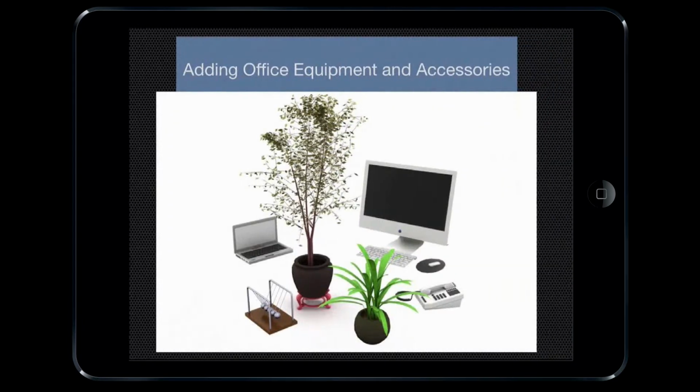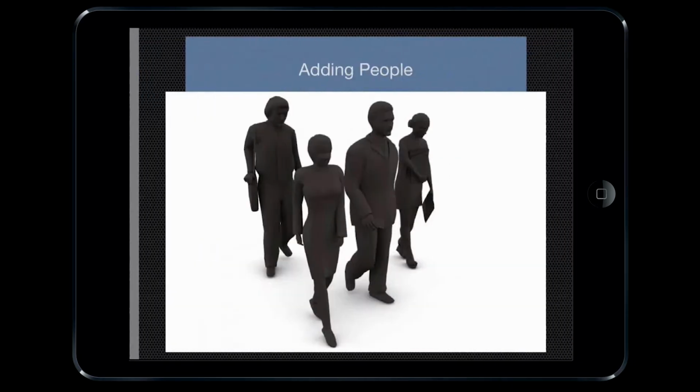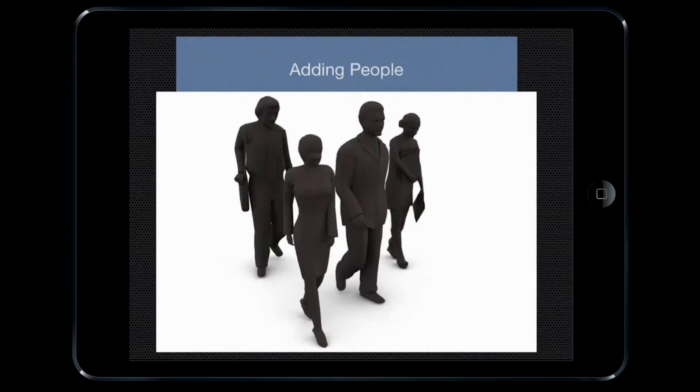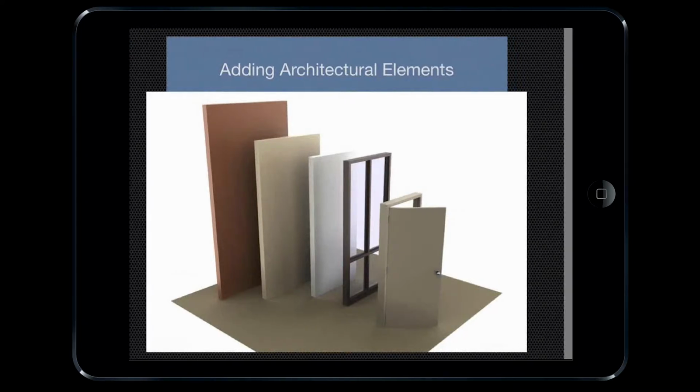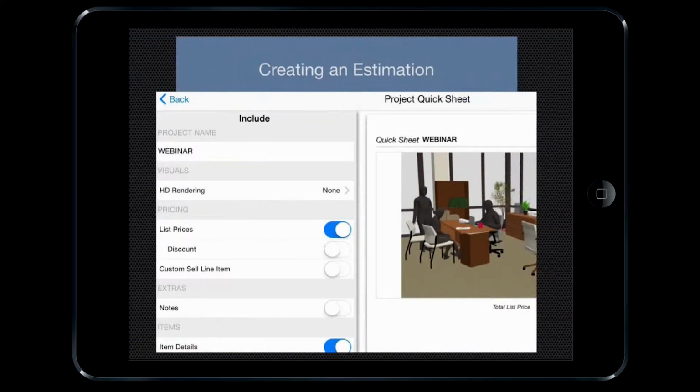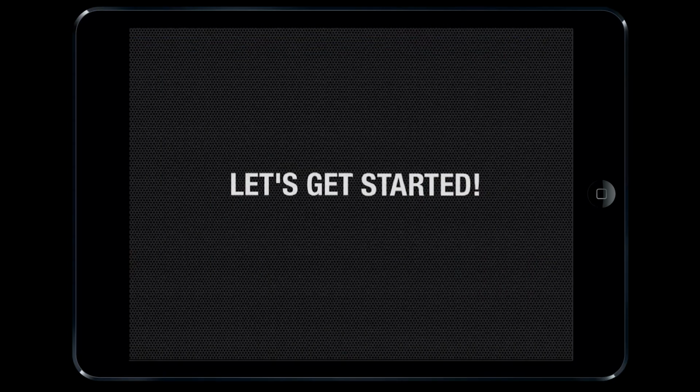So here's the agenda. What we'll be doing is adding office equipment and accessories like computers, telephones, and plants, adding people in various gestures, also adding architectural elements like walls, windows, doors, and flooring. And lastly, creating that final estimation using the stunning visualization you're just about to create. Okay? So let's go ahead and get started.